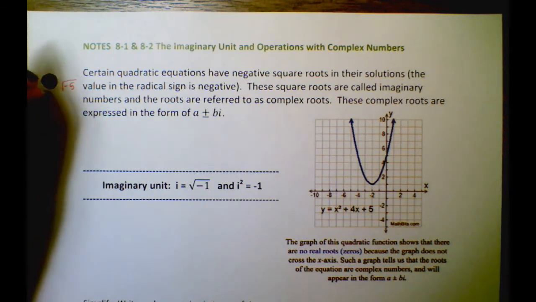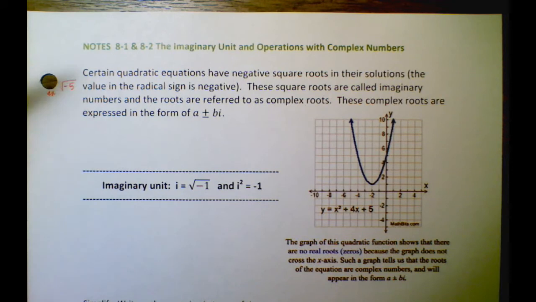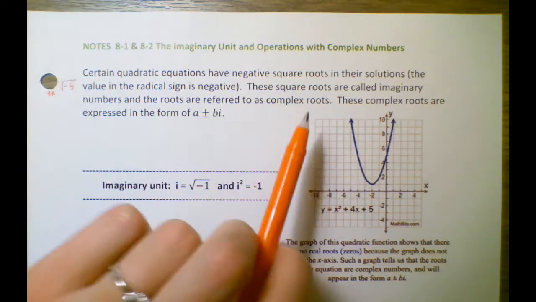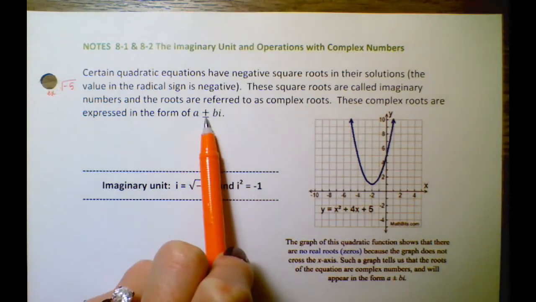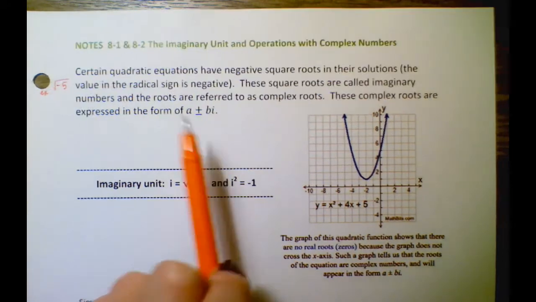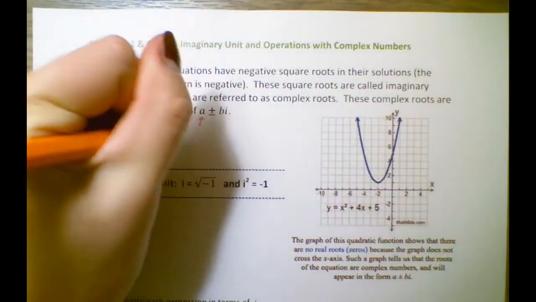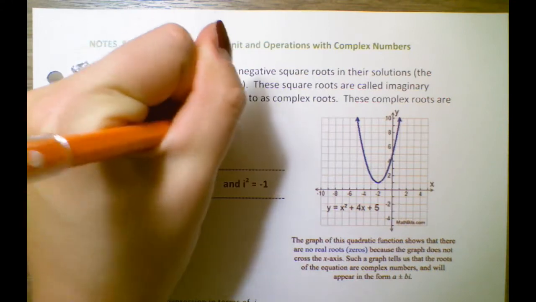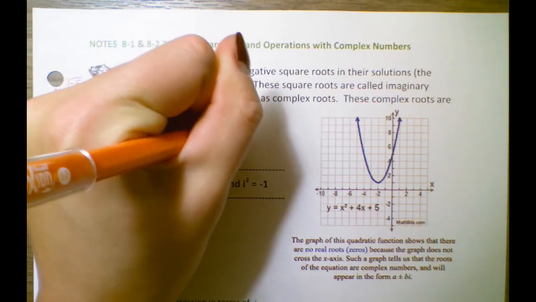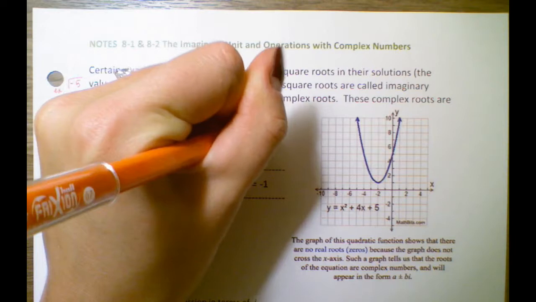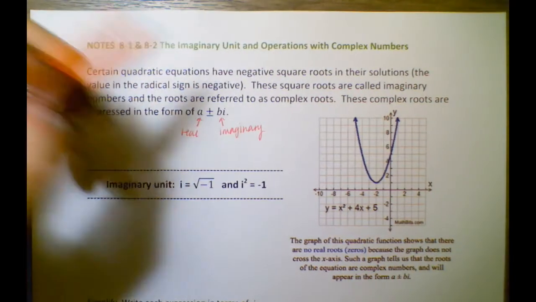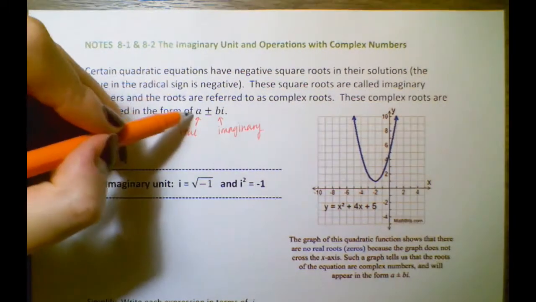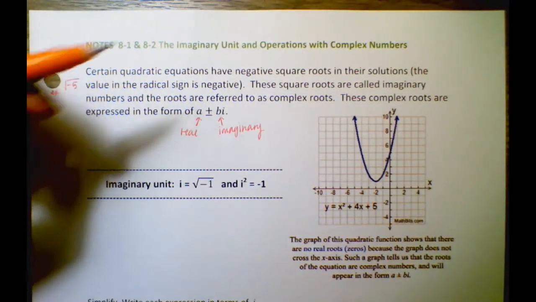That's an example, okay? These square roots are called imaginary numbers because the roots are referred to as complex roots. These complex roots are expressed in the form a plus or minus bi, where a is the real part and b is the imaginary. Bi is the imaginary, and that kind of makes sense. Think of that i right there. That i stands for imaginary, okay? So this is the real part and that's the imaginary part.